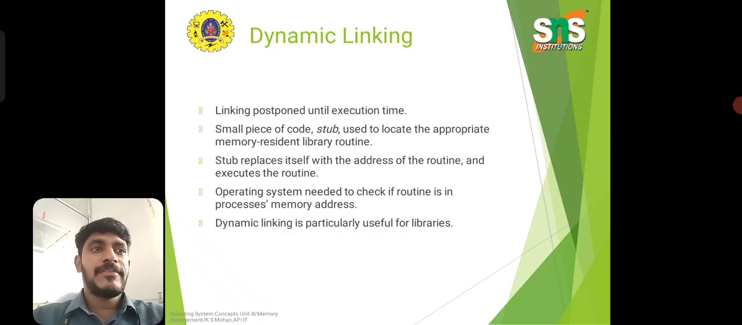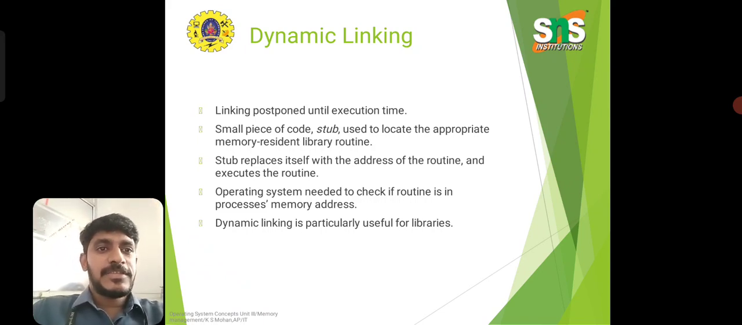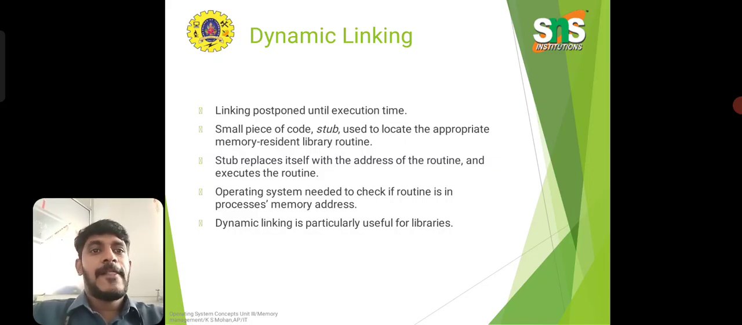Dynamic linking: linking is postponed until execution time. A small piece of code, a stub, is used to locate the appropriate memory-resident library routine. The stub replaces itself with the address of the routine and executes the routine. The operating system needs to check if the routine is in the process's memory address space. Dynamic linking is particularly useful for libraries.